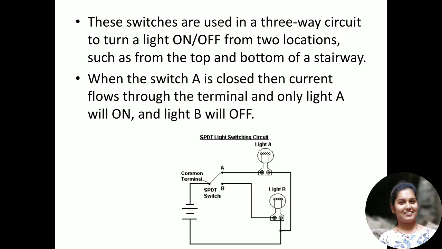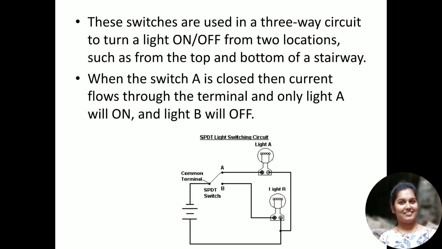Okay. So this circuit clearly demonstrates what happens when the single pole double throw switch is moved back and forth. These switches are used in a three-way circuit to turn a light on and off from two locations, such as from the top and bottom of a stairway.